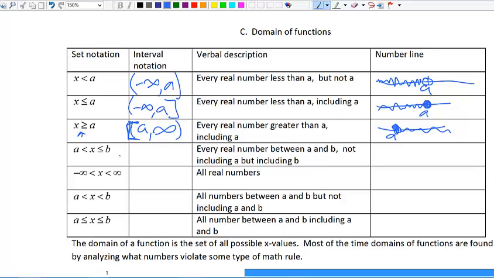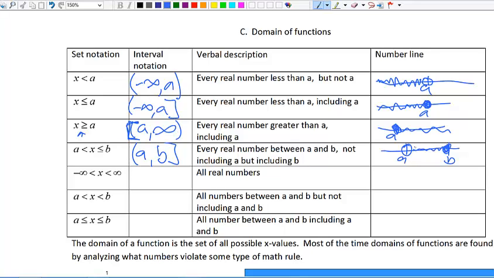Then we have anything between a and b, where a itself is not included, but b happens to be. So on a number line, that would mean that at a there's an open circle, and at b there's a closed point, and we're shading everything in between.